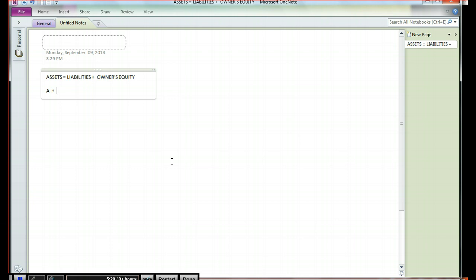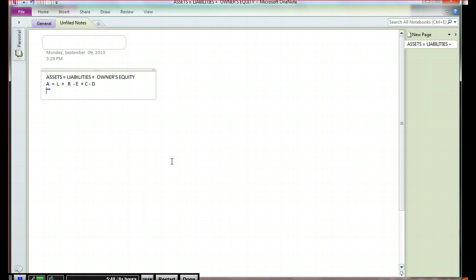Let's just break it down quicker than that. Assets is equal to liabilities plus revenue minus expenses plus capital minus drawing. Okay, now what's the problem with this?